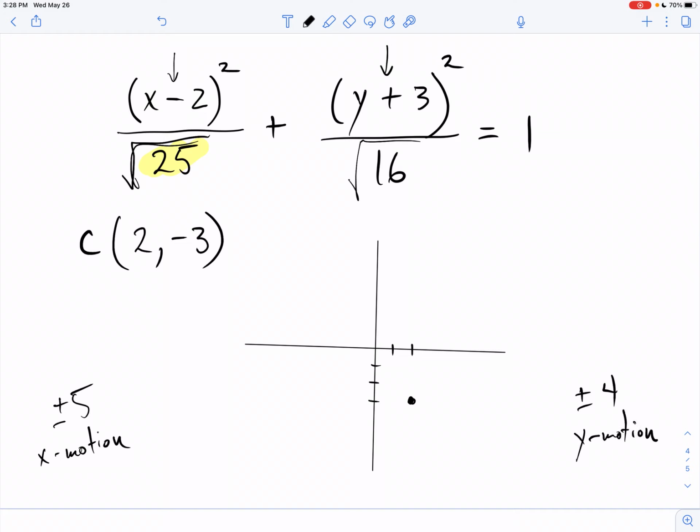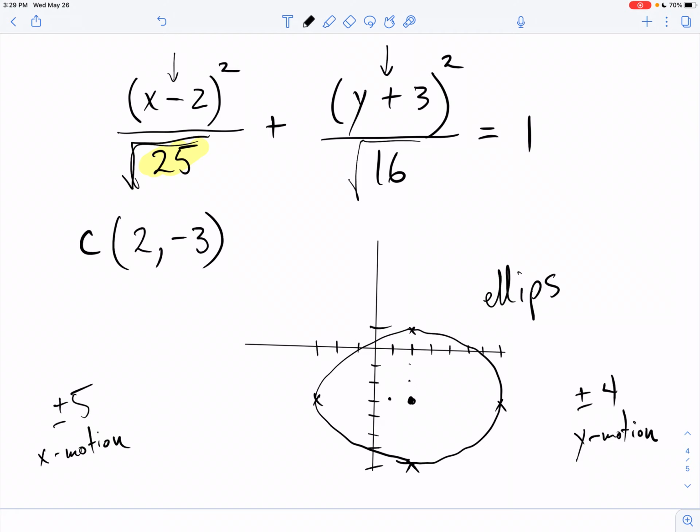But where do I count? I don't go back to the origin. No, no, no. I'm going to go 1, 2, 3, 4, 5 units to the right. 1, 2, 3, 4, 5 units to the left. That's my x motion. Then I'm going to go 1, 2, 3, 4 units up. 1, 2, 3, 4 units down. And then I'm going to try to draw this to the best of my ability so it looks like an oval shape. But we don't call it an oval. We call it an ellipse.